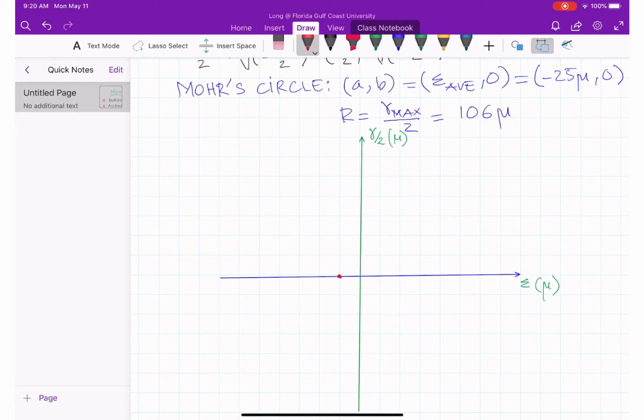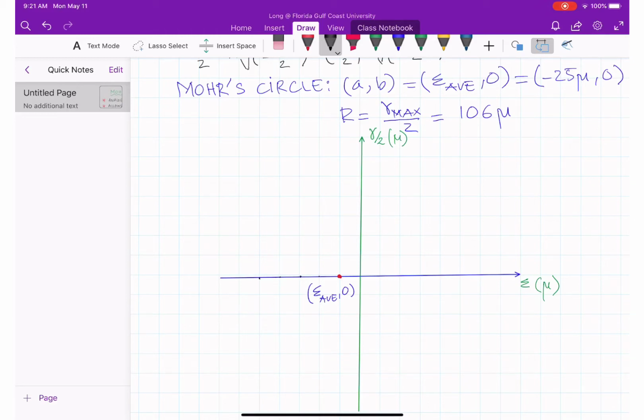So we can locate the center, negative 25, 0. It will be there. So let's write down that is the center, epsilon normal strain average, 0. That's the location. And the radius is 106. So we can locate the intersection of the Mohr circle with the horizontal and vertical axis. So with that we can have the intersection that you can see, 25.